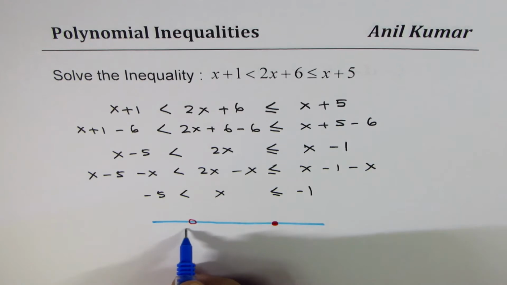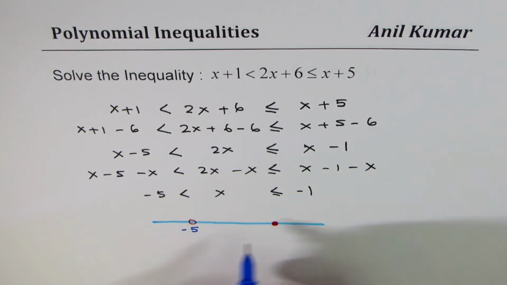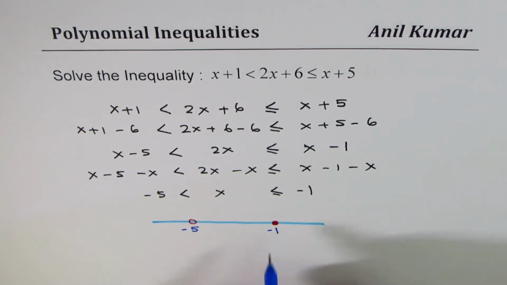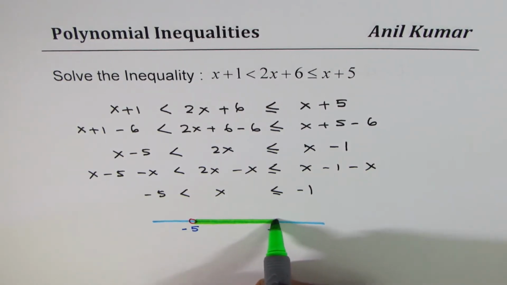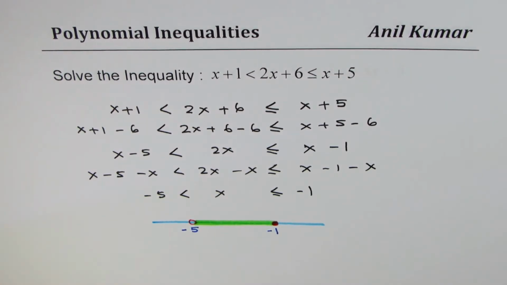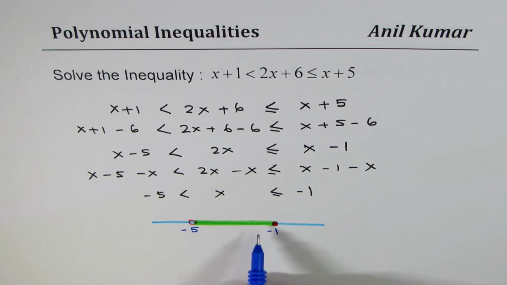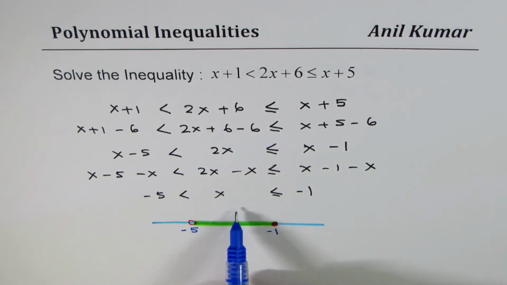So that becomes my solution. Minus 5 not included but minus 1 is included, and the solution is that x is any real number between these two, correct? So that is how you can solve your inequality. So that becomes the solution of the given inequality.